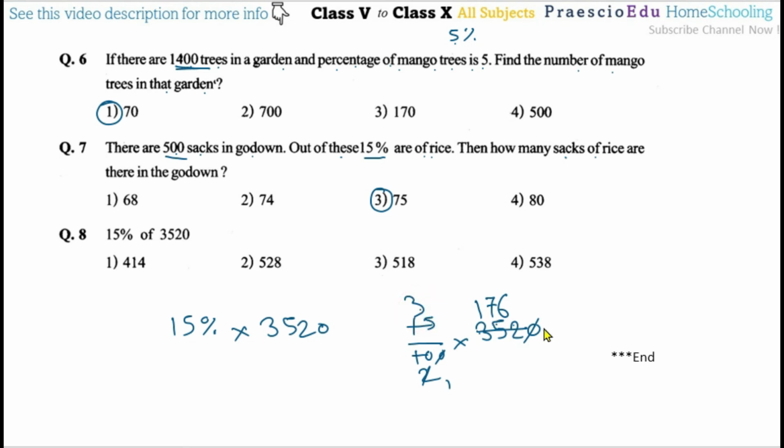Now 3 multiplied by 176. So 3 6s are 18, 1 balance, 3 7s are 21 plus 1 is 22, 2 balance. Now 3 ones are 3 and 2, this is a 5. So this is 528. This is given in option number 2. Thank you.